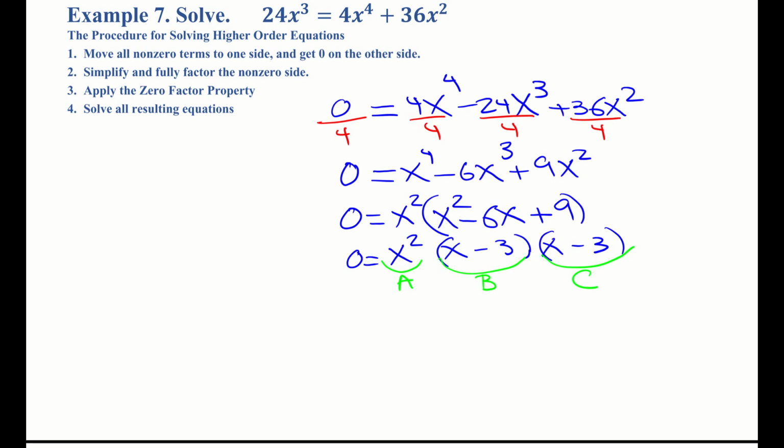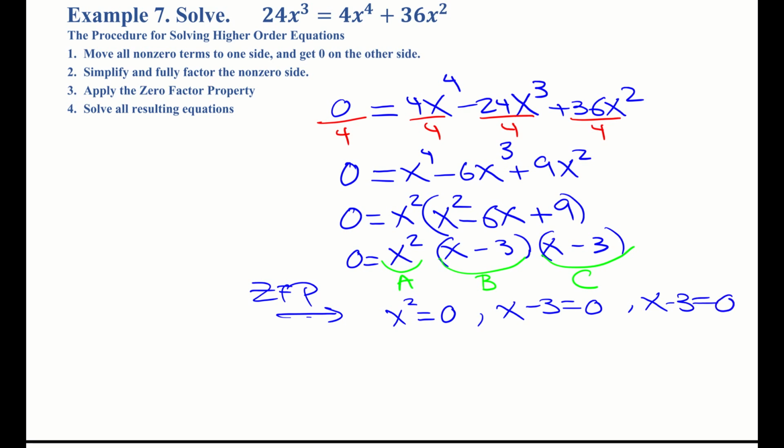So we say, again, this is an application of the zero factor property. So you say either x squared equals 0 or x minus 3 equals 0 or x minus 3 equals 0. So I wrote that twice, even though you really only need to do it once. But I wanted you to notice something.